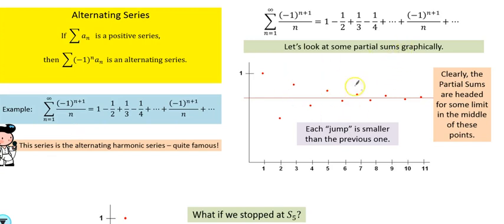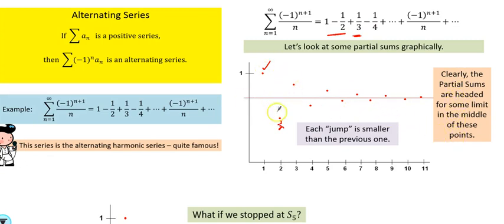Take a look at this picture here. These are all the partial sums. 1 is here. 1 minus 1/2 is a half. So this is 1/2. 1/2 plus 1/3 is this number here. If you subtract 1/4, that's the next one. So these are all the partial sums. Clearly the partial sums are headed to some limit in the middle of this point.